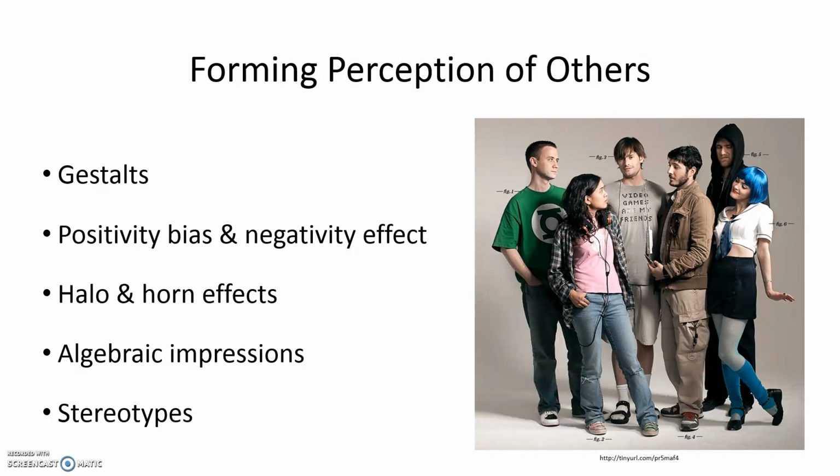Now, on the opposite side of gestalts, that quick first impression, there is the algebraic impression. This is where we take bit by bit, event by event, characteristic by characteristic, and use that to help shape the person and our view of who they are. So, you have a friend who's late one time. The next time, they're early. The next time, they're right on time. So, in an algebraic impression, you would think about all three of those different events and use that to shape how you see them.